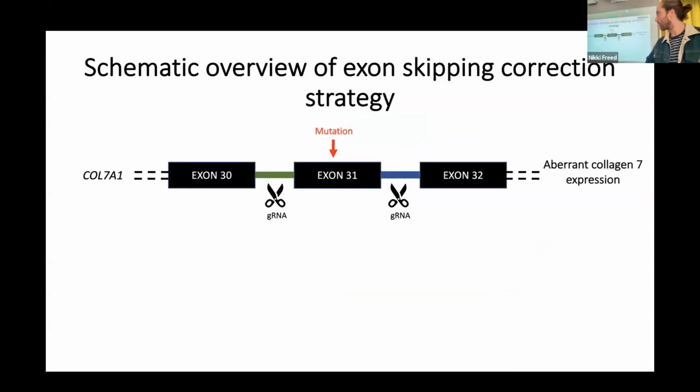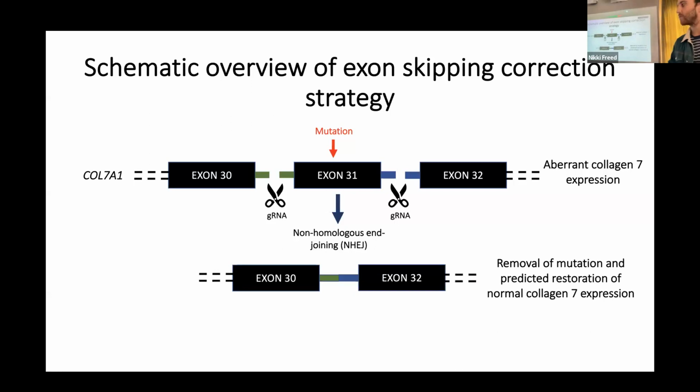And so this is a schematic of how it works. One of the patients that I'm working with has a mutation in exon 31. And we've designed 2 guide RNAs to generate 2 double-stranded breaks in the 2 adjacent introns. This promotes the really efficient NHEJ pathway, which results in the ligation of those 2 introns together and the deletion of the intervening exon with that mutation. And this is predicted to restore normal protein expression.